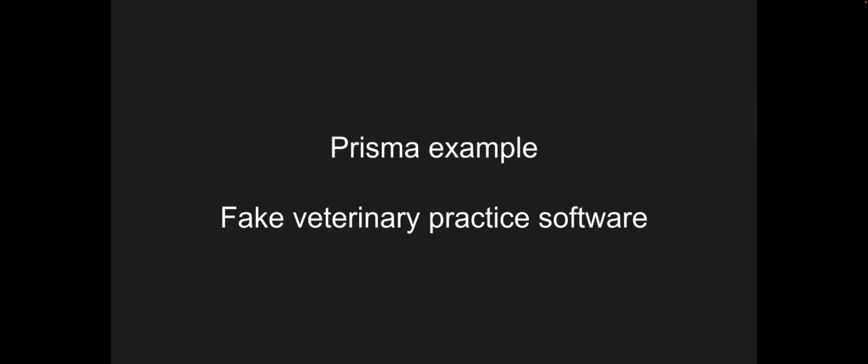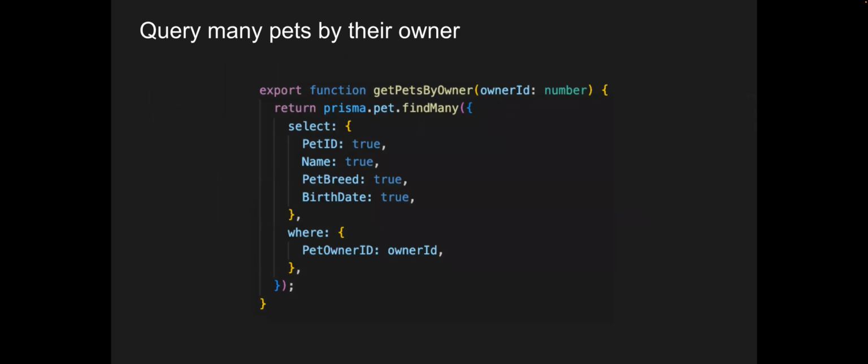But let's look at a basic Prisma example, right? So we have this fake veterinary practice software that I sort of came up with, right? And this is what a query using Prisma might look like. So I've got this function, which is called getPetsByOwner. So you can imagine that if you are a pet owner, you might own multiple pets. And so if you go to your vet, there might be multiple pets associated with you. And so if you have an owner ID, you could get all the pets associated with that particular owner.